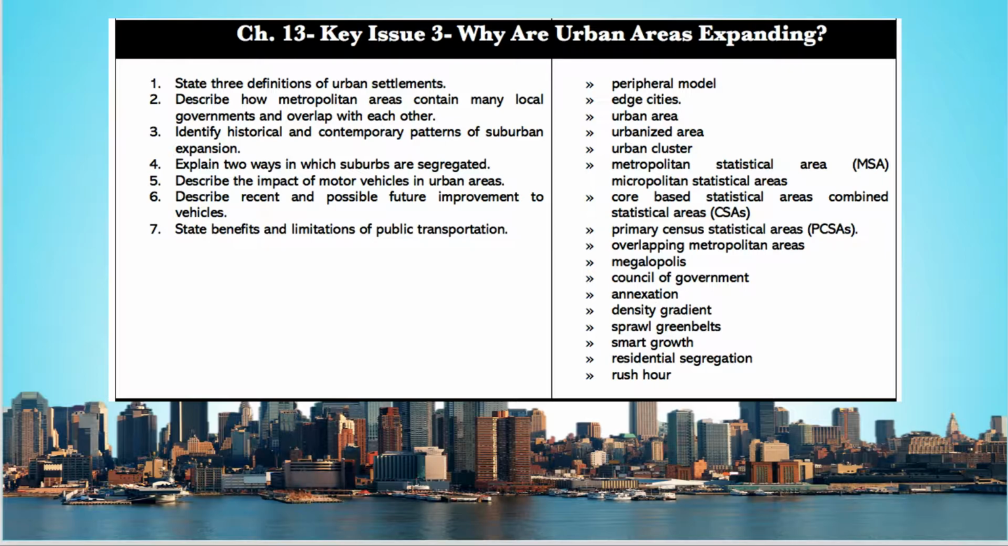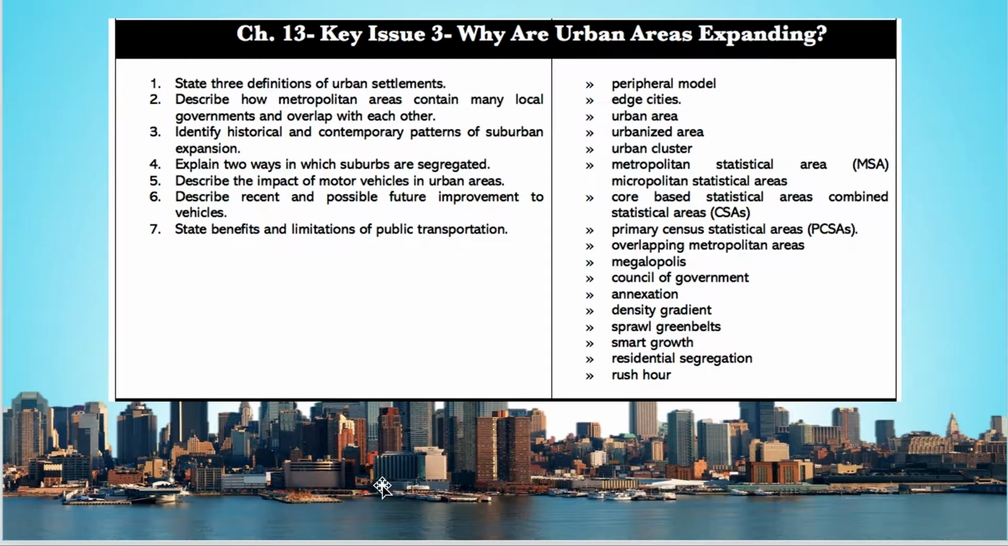Number 4, explain 2 ways in which suburbs are segregated. Number 5, describe the impact of motor vehicles in urban areas. Number 6, describe recent and possible future improvement to vehicles. And number 7, state benefits and limitations of public transportation.